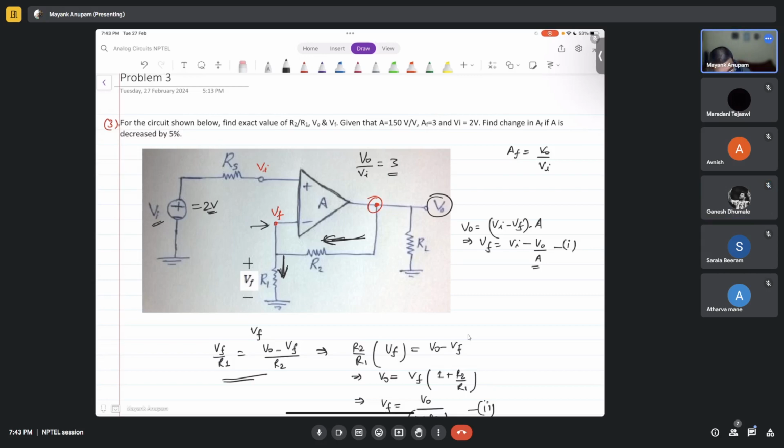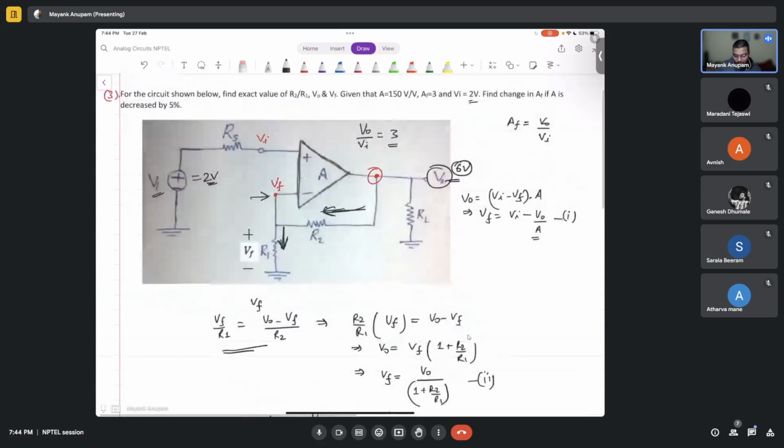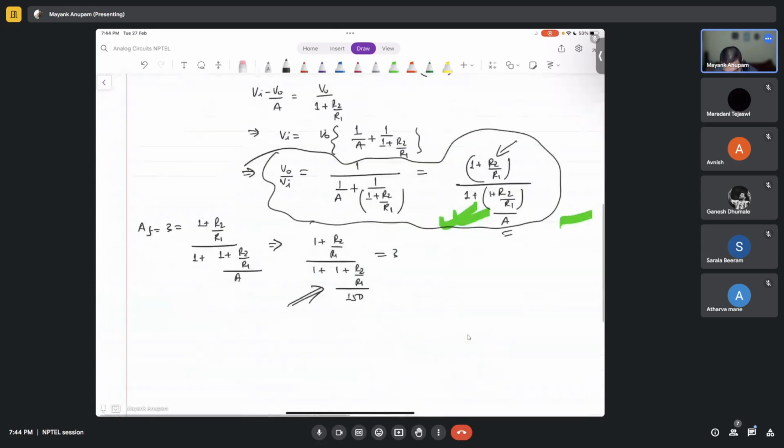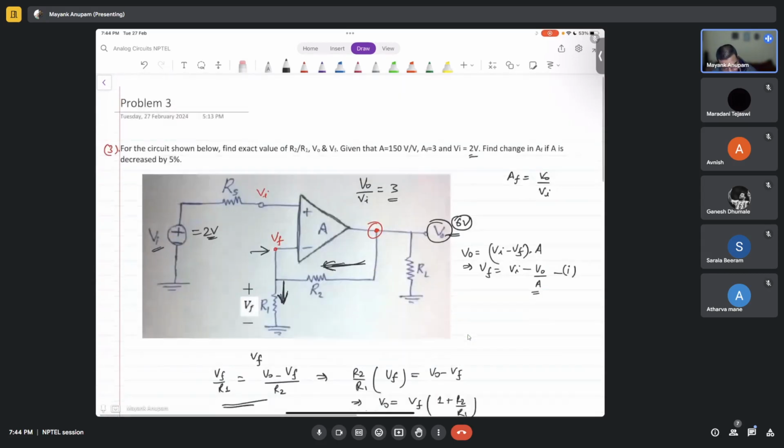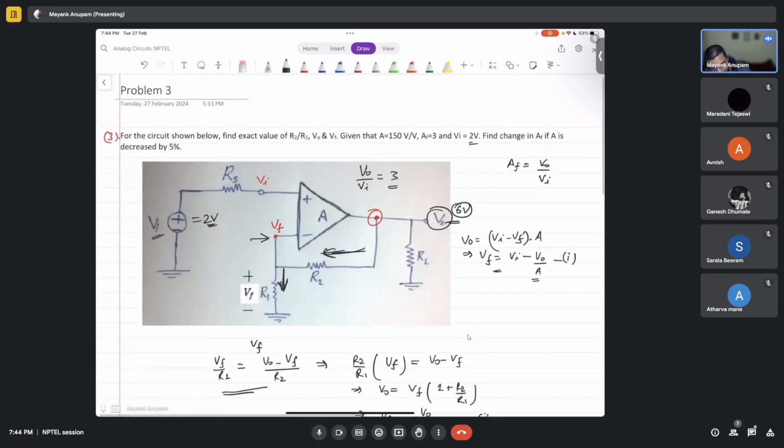This was just to check whether you were present or not, all of you. Yeah, so if AF is equal to 3, in that case, if Vi is equal to 2 volts, V0 is equal to 6 volts, right? No maths there. And Vf you can find out also, right? From this equation. You know what is Vi, we know what is V0. Vf we can find easily, right?